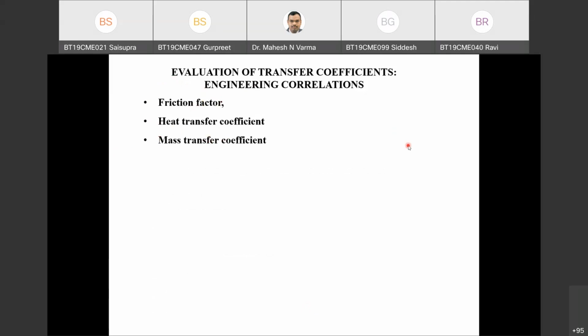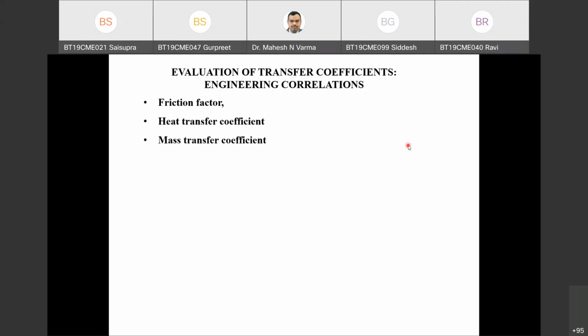As I told, the friction factor, heat transfer coefficient, and mass transfer coefficient are properties of the system. Even if you change the velocity, these properties will change. If you change the temperature, again they will change. So it is very customized for a given system. Certainly there is no theoretical derivation to get the friction factor, heat transfer coefficient, and mass transfer coefficient, so we need to rely on experimental observation only.